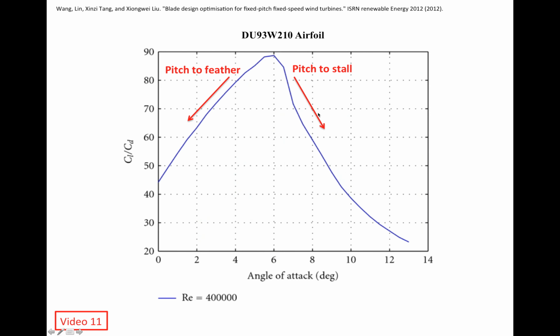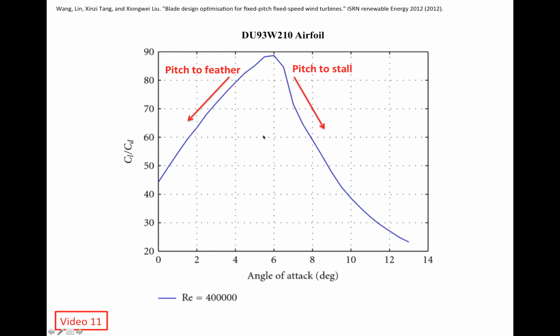So under such situations, we can pitch the blades in a way such that the angle of attack deviates from the optimal angle of attack. For this particular airfoil, the optimal angle of attack is about 6 degrees. We can pitch the blades either to reduce the angle of attack to below 6 degrees, or to increase the angle of attack to above 6 degrees. Decreasing the angle of attack is called pitch to feather, and increasing the angle of attack is called pitch to stall.